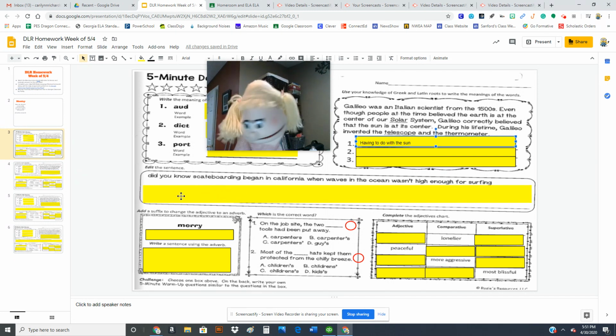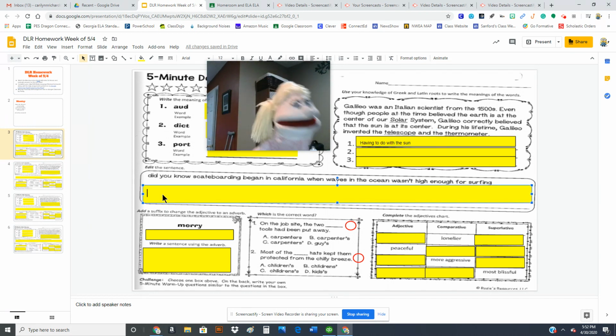Next section is in the middle here. Please do not forget this section. It is editing the sentence. There are lots of errors and mistakes throughout this sentence. I'm going to double click and do the first one for you, which students always forget, and that's to capitalize at the beginning of the sentence. So I'm going to capitalize did, and you need to finish the rest of the sentence making all those corrections. All right, next section. Easy.